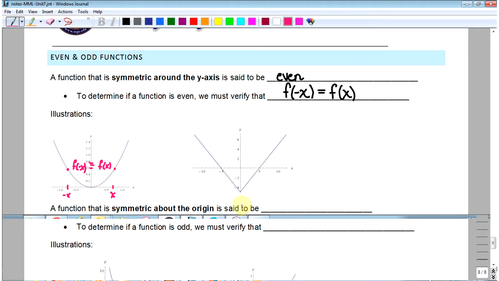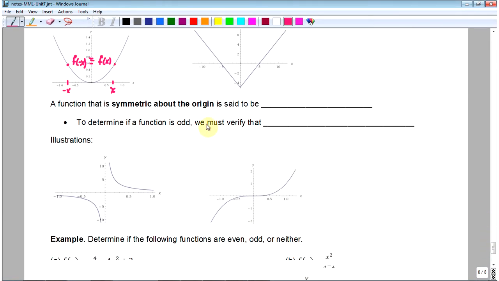So that kind of illustrates where we get this rule from. The similar examination can be done of this absolute value function. By sight, I see that it's even because if I fold the graph along my y-axis, the two sides will meet up perfectly. A function that is symmetric about the origin is said to be odd. To determine if a function is odd, we must verify that when you substitute in the opposite of x, you'll get the same answer as if you take the opposite sign of the function value when you just substitute in your x.